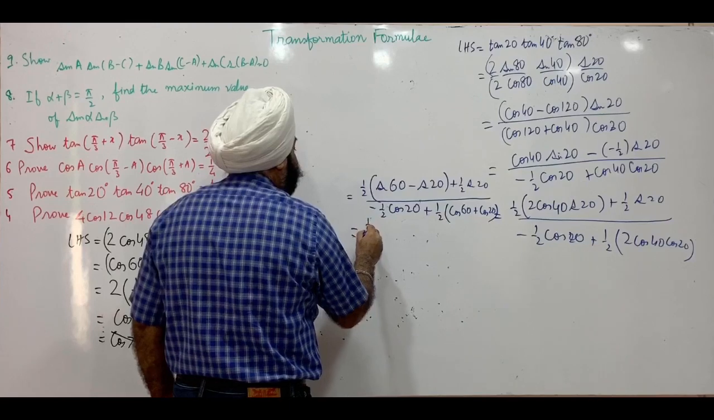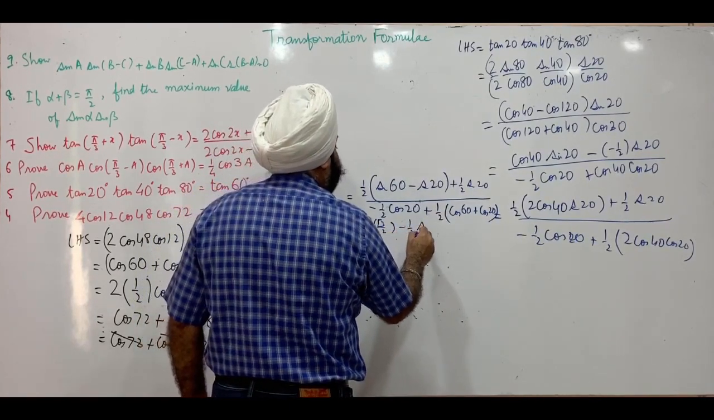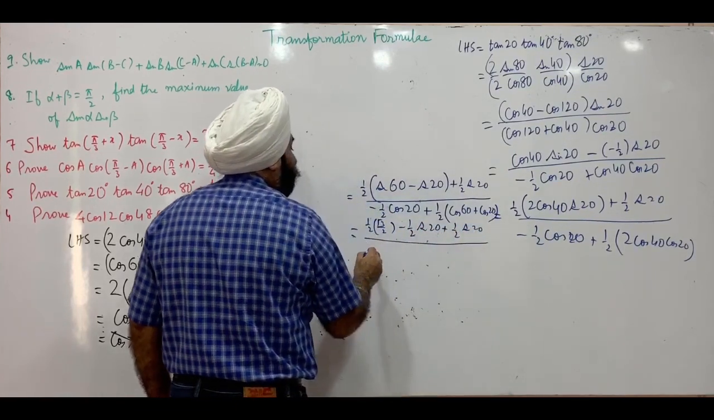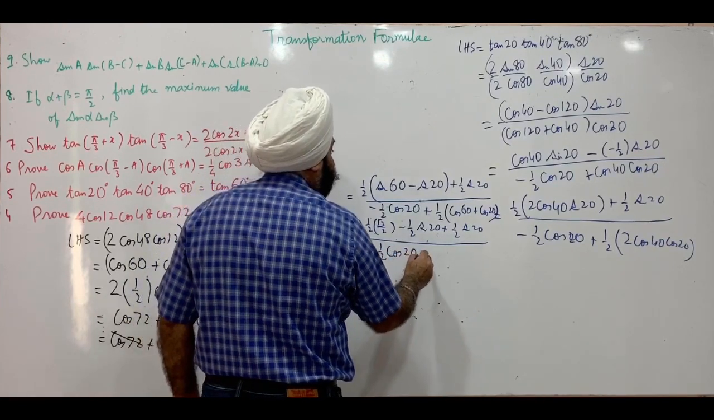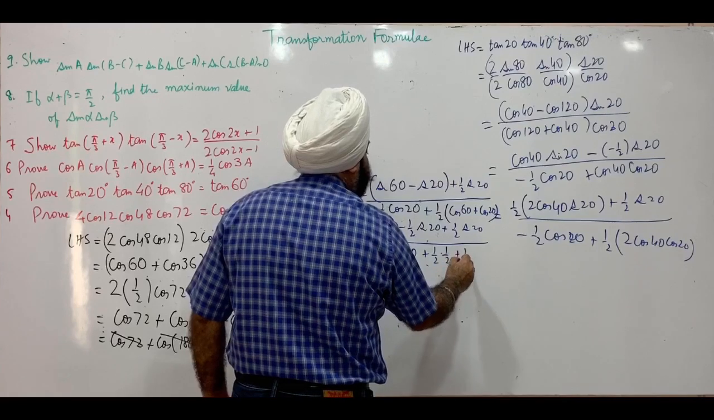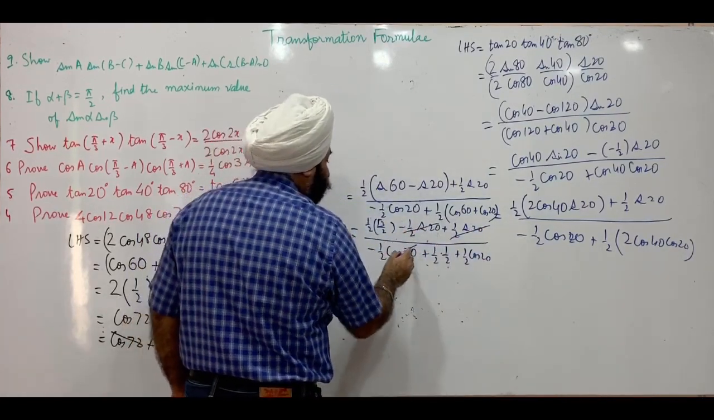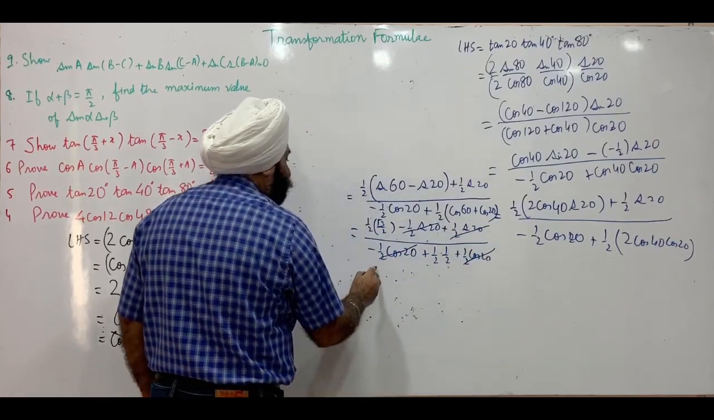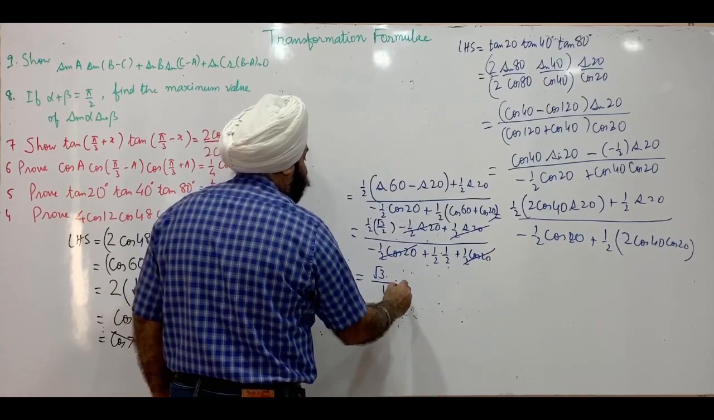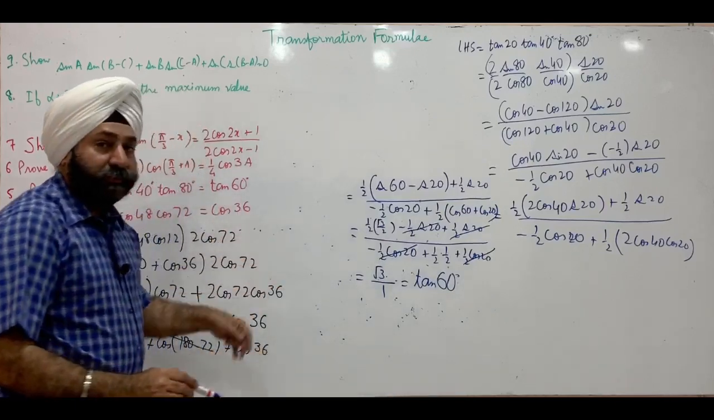This is half into sin 60, that's root 3 by 2, minus 1 by 2 sin 20 plus 1 by 2 sin 20 minus 1 by 2 cos 20, 1 by 2 into cos 60 is 1 by 2, plus 1 by 2 into cos of 20. Positive cancels with negative, this with this. This is root 3 by 4 and this is 1 by 4. So this is root 3. Root 3 is tan of 60 degrees. This is what we wanted to do.